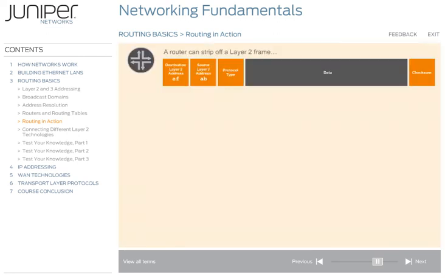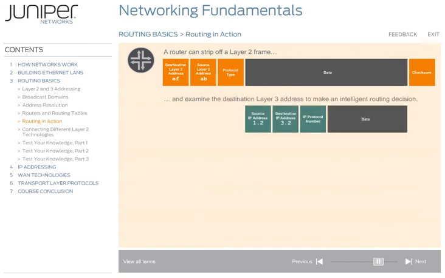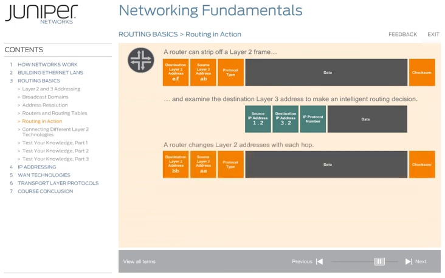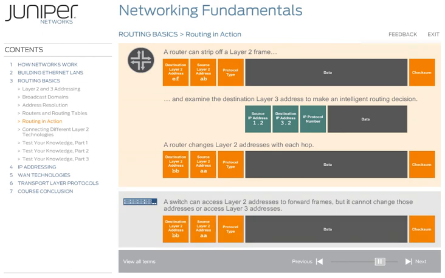Notice that the source layer 2 address is now AA since the data is being sent on a different port. Since a router is a layer 3 device, when it receives a frame addressed to itself, it can strip off the layer 2 frame and examine the destination layer 3 address to make an intelligent routing decision. The router cannot change the destination or source layer 3 addresses. However, a router changes layer 2 addresses with each hop. In contrast, a switch can access layer 2 addresses to forward frames, but it cannot change those addresses, and it has no access to layer 3 addresses.